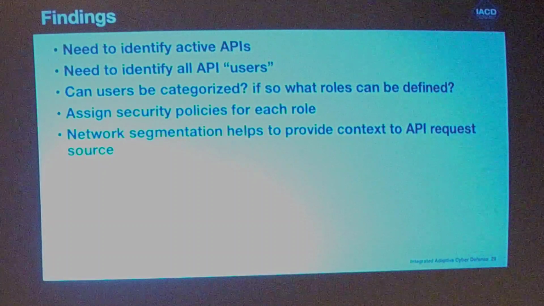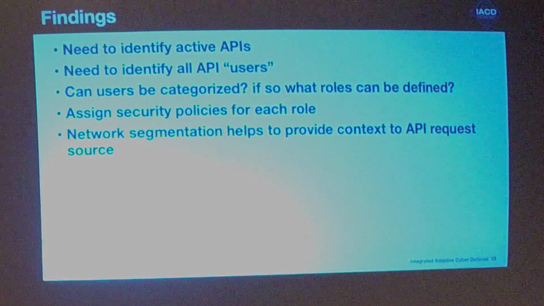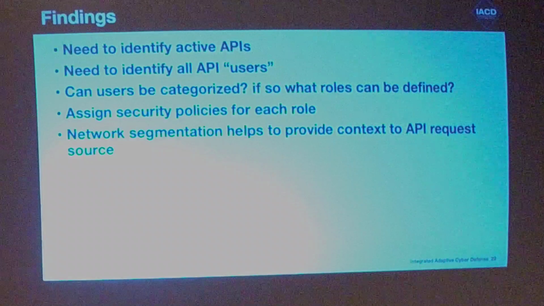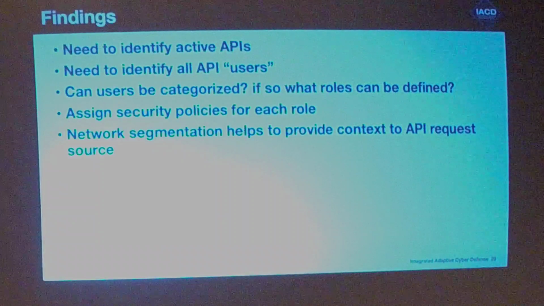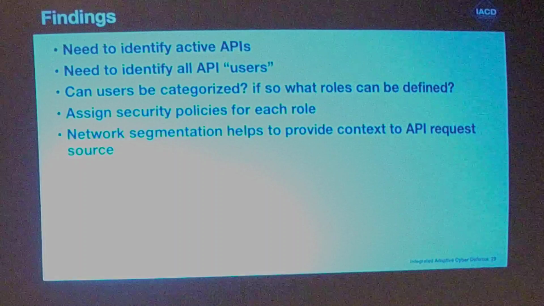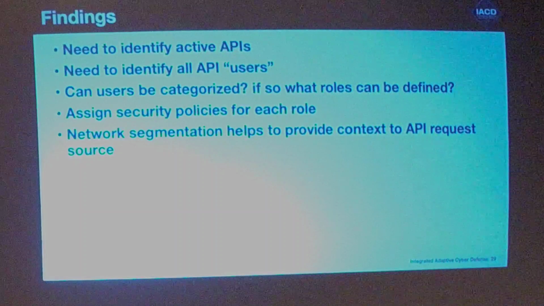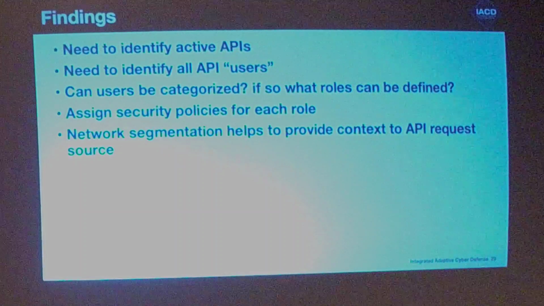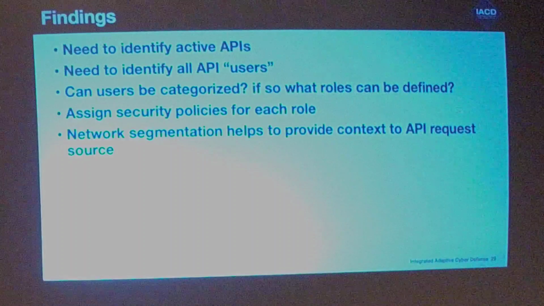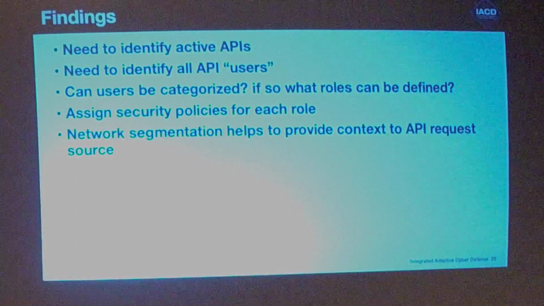Limit how often an API can be called. Limit who and where it can be accessed from. And then segment your network so that all API requests have to go through the API gateway so you get that visibility into your network.